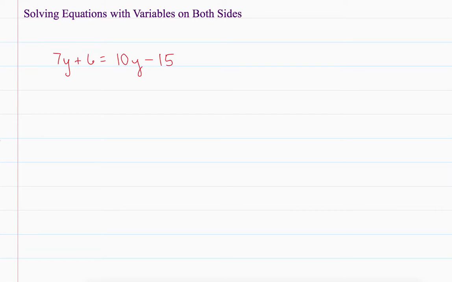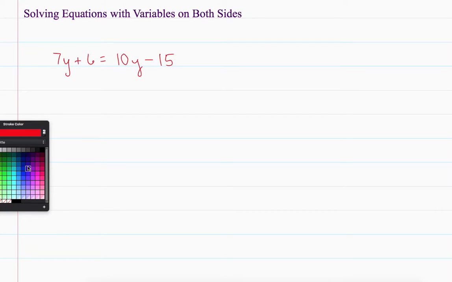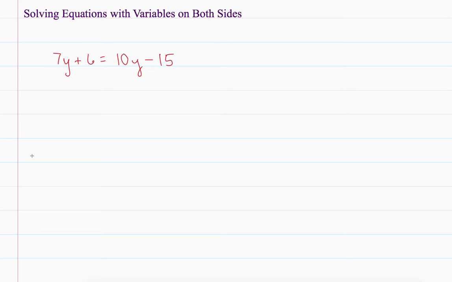Okay, let's solve equations with variables on both sides. So the first thing I like to imagine is that there's a line right down the middle here. All right, so I have two sides of this equation.